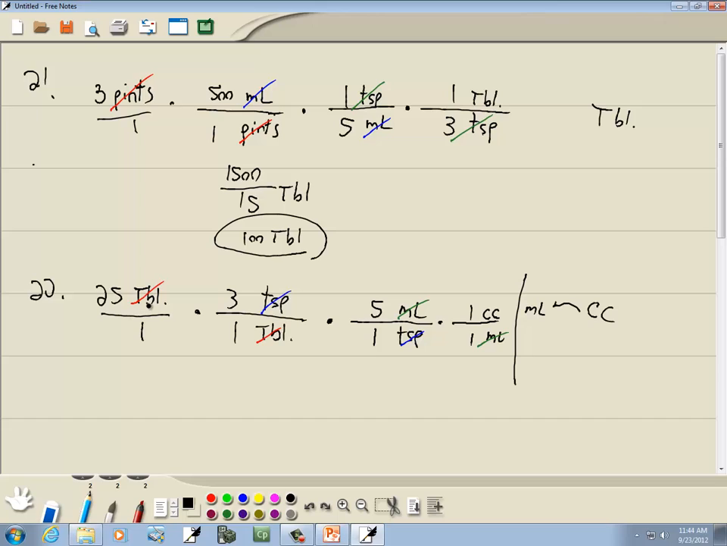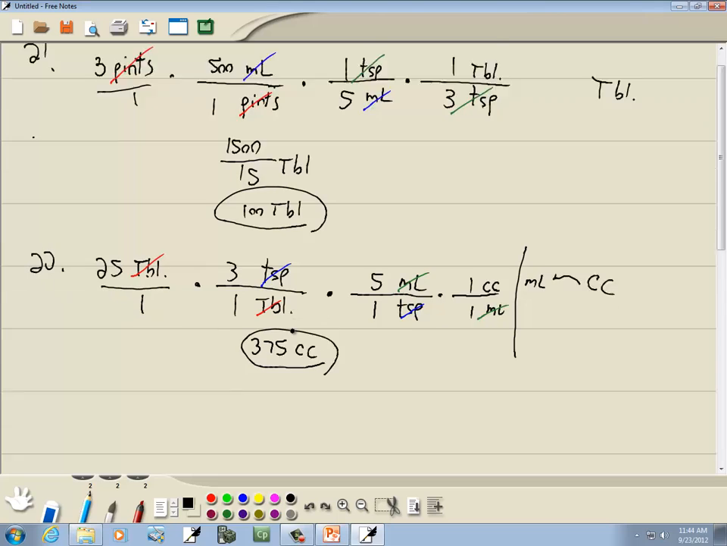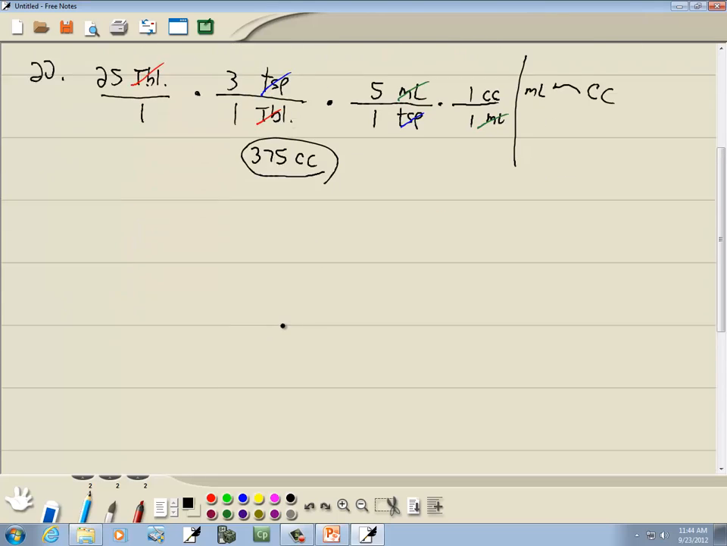Let's see, 25 times 3 is 75, but times 5 I'm not sure about. 375. Bottom parts are all 1, so those go away. So we got 375 cc's.